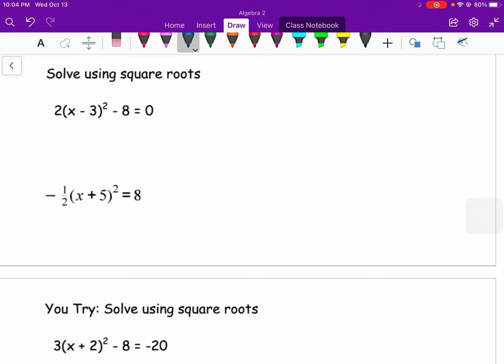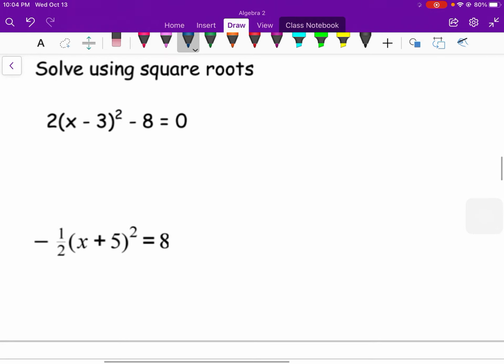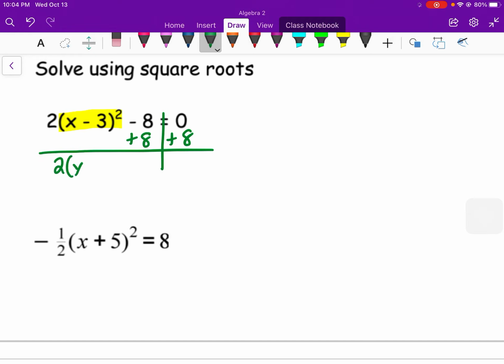Next, we solve by square roots. The goal when solving by square roots is to isolate the piece that is being squared. So we need to get this by itself. First, I'm going to start by adding 8, just like I would with any other equation. If I had a minus 8 and I was solving it, that's where I would start. So 0 plus 8 is 8.